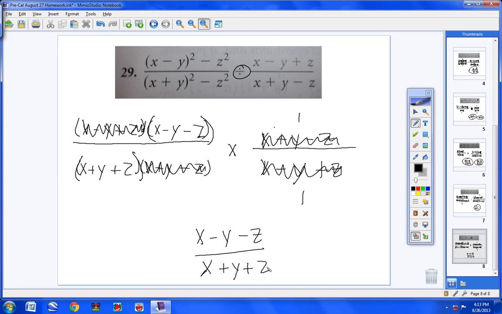Now I know some students are like, cool, let's start crossing off the x's and the y's and the z's. Hold on, guys. You can only cancel like that when you have one term up top and one term in the bottom, and we just don't have that. You've got to leave this alone. You cannot reduce that. Okay, that is your final answer.